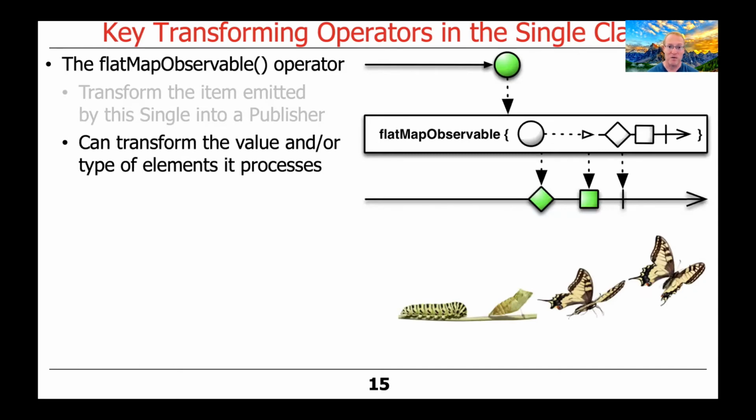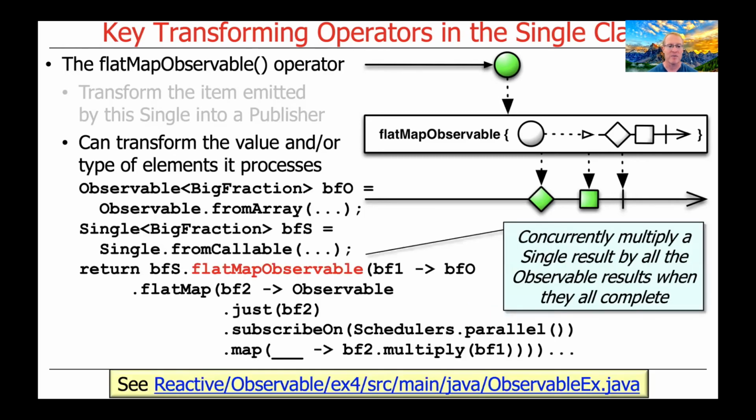As I mentioned for flatMap, flatMapObservable also can be used to either transform the value by itself, transform the type by itself, or transform both the value and the type. So it's very flexible in that regard. Here's an example that we'll also take a look at when we get to the Observable part of the course. This example is used to concurrently multiply the result of an asynchronous Single operation by all the Observable results when all of the asynchronous operations complete.